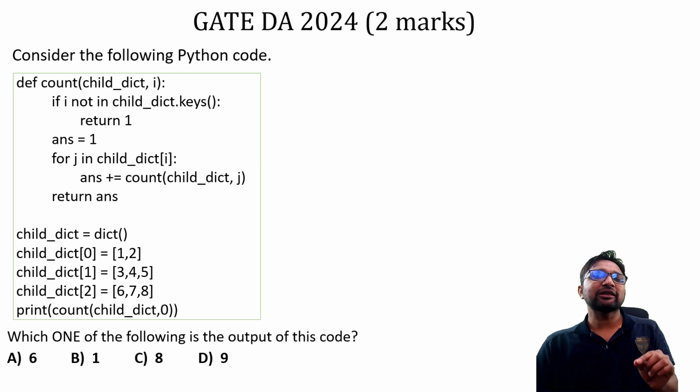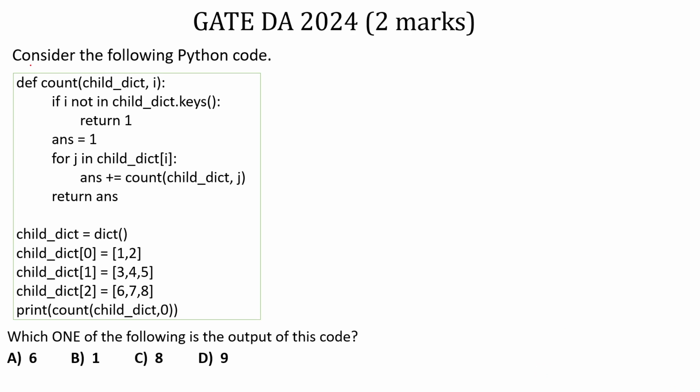So let me read the problem statement. Consider the following Python code. Some Python code is given to us and we need to find out which one of the options A, B, C and D is the output of the given code.